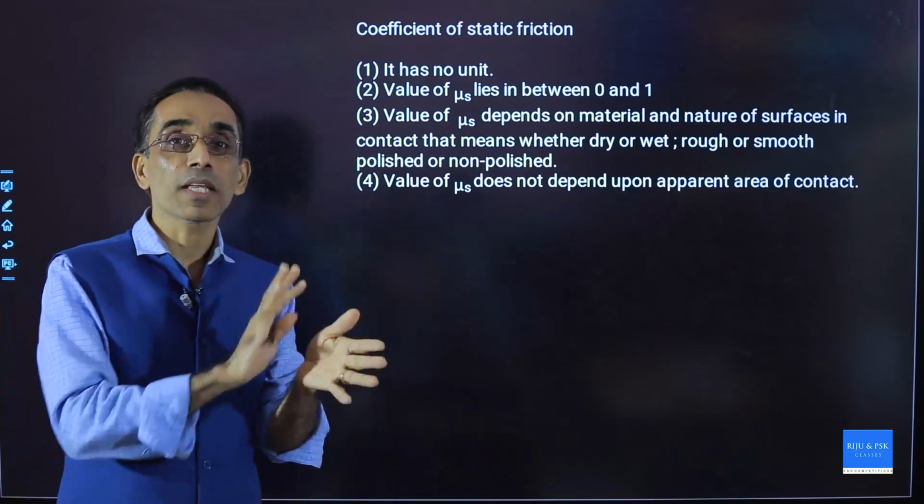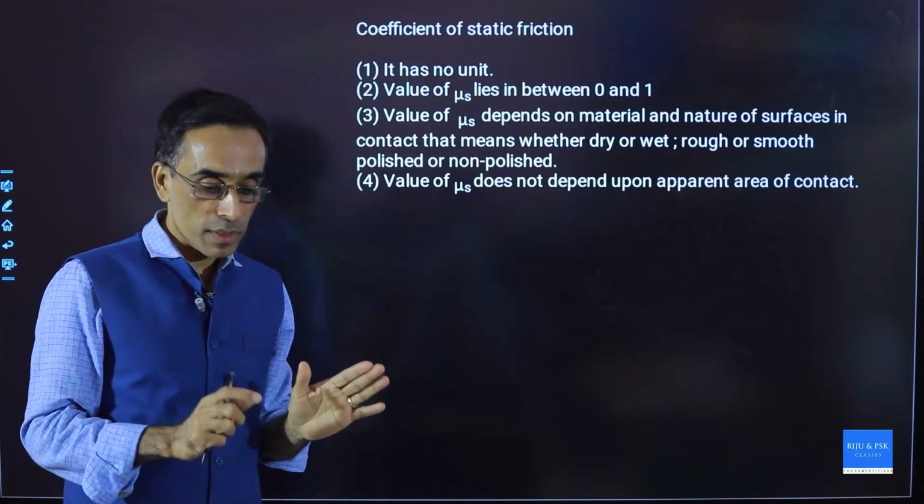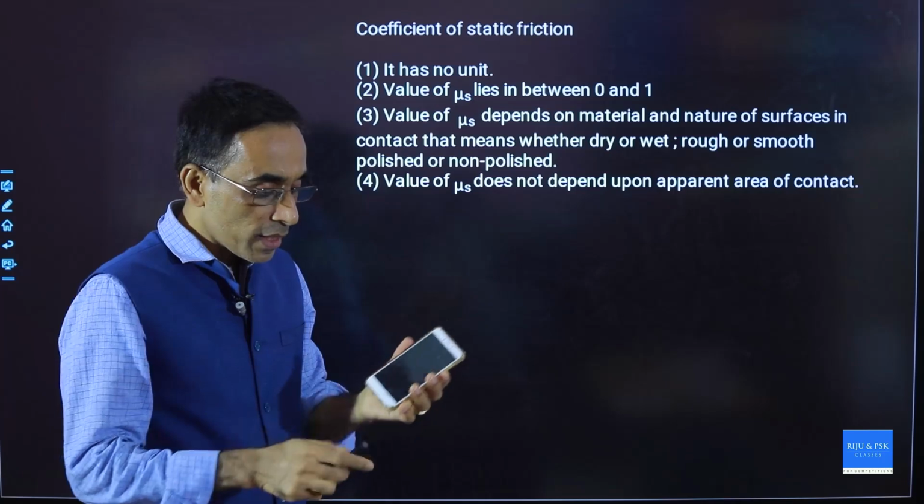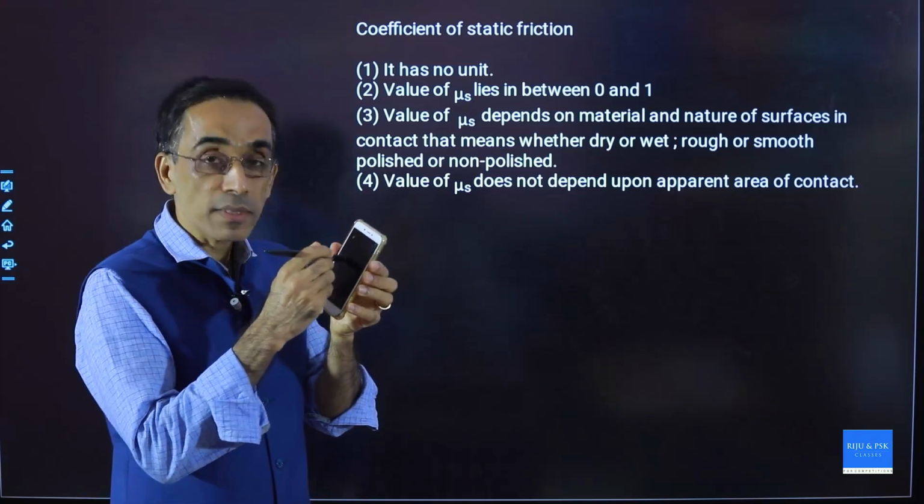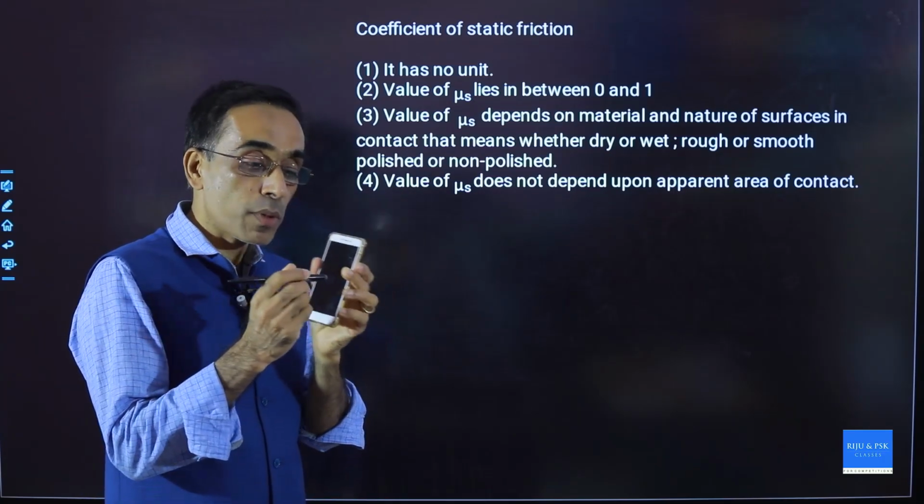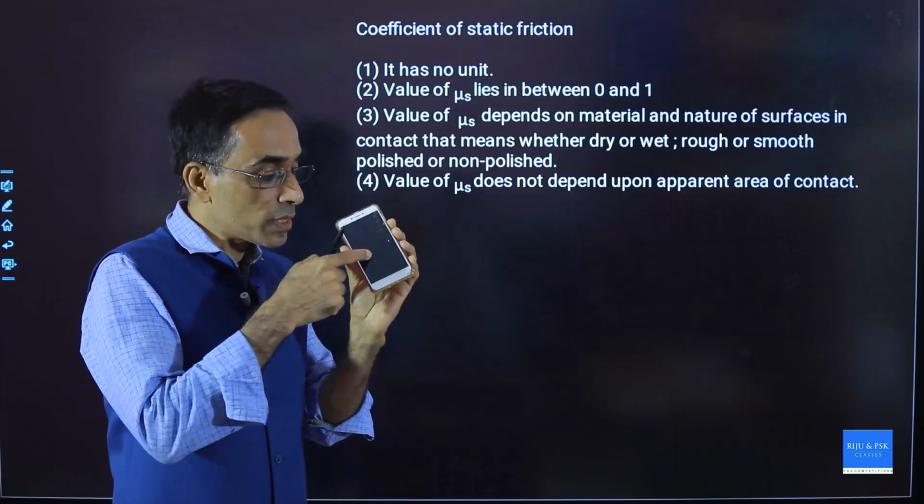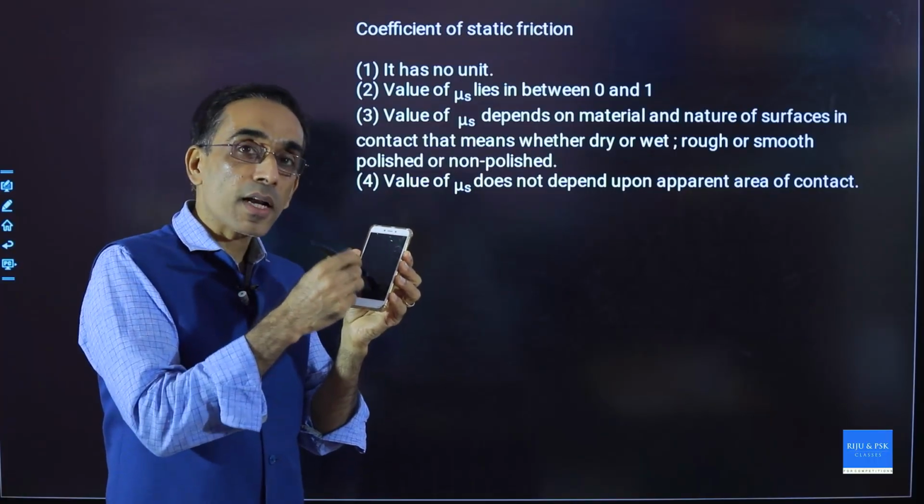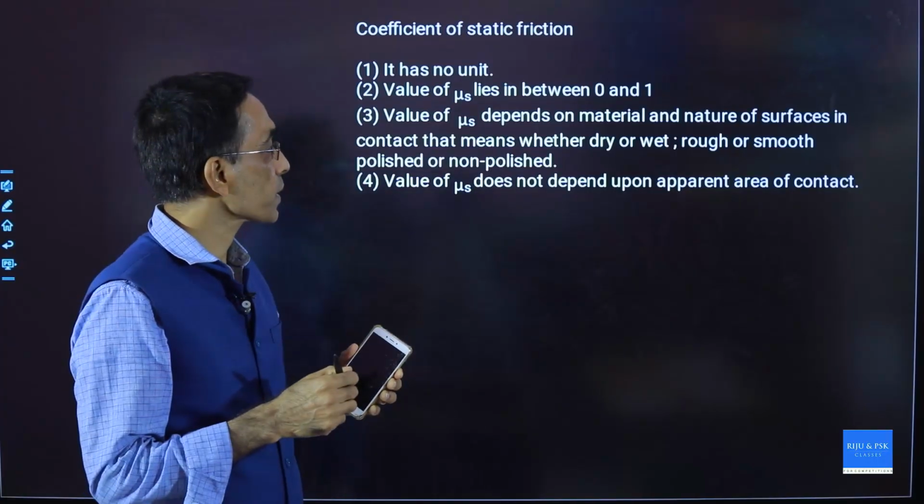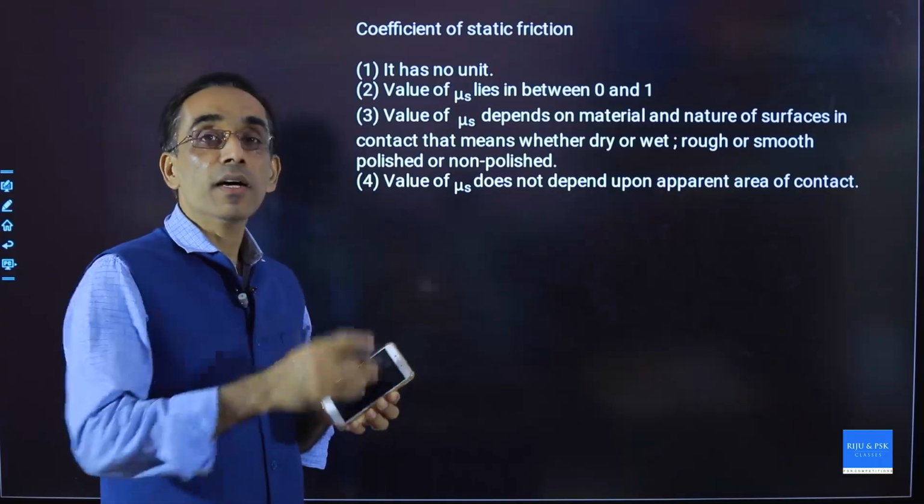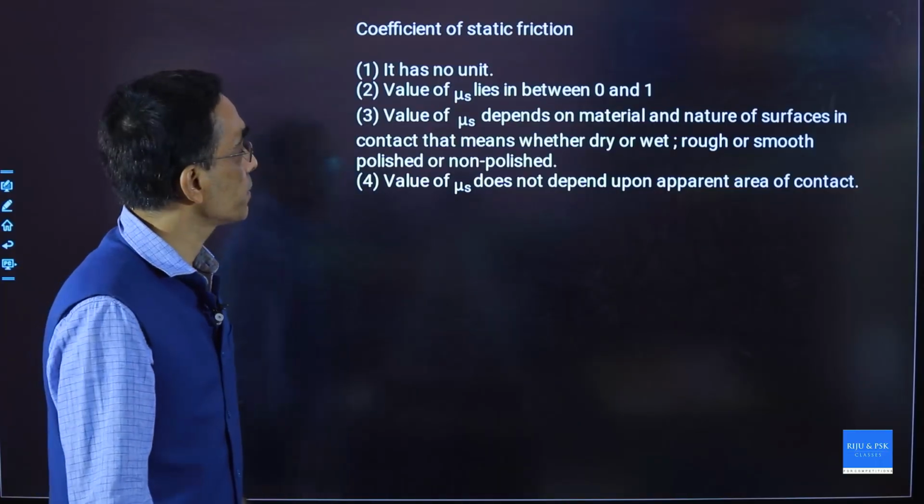It does not depend on the area. That's an important point. So, if I say there are two objects rubbing like this, then this coefficient will depend on the material of this one, and the nature, whether it is rough or smooth. But it does not depend on the area. It is independent of the area.